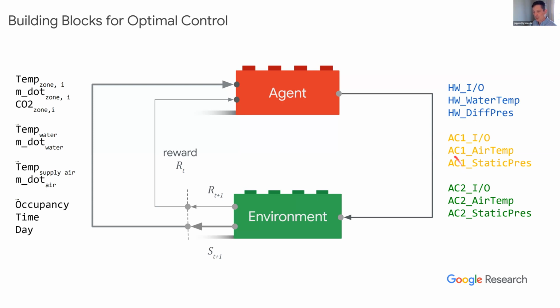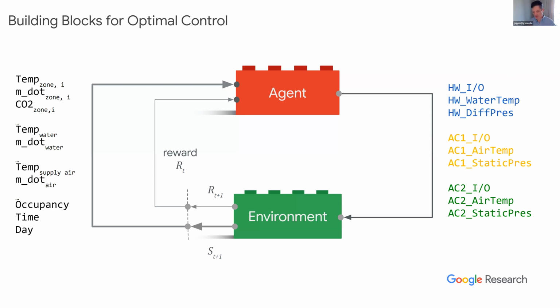The hot water system, as well as the ACs, have a hybrid action space, which puts us in a unique situation where you have both discrete actions as well as continuous actions. For example, you have the discrete action of turning the device on or off, and then the continuous actions of choosing water temperatures and differential pressures.